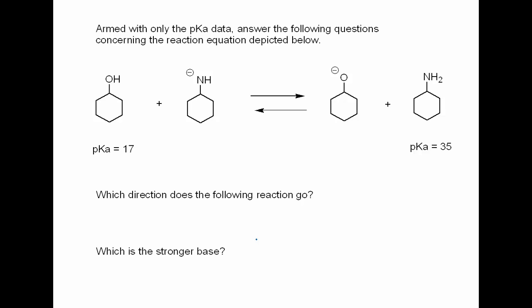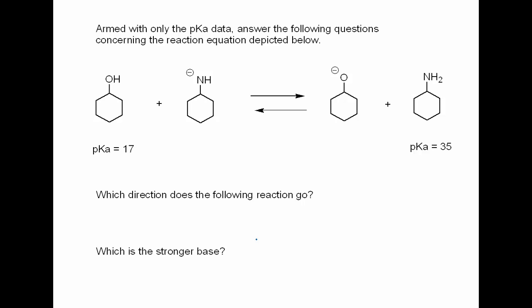So here's a problem. Pause it, do this problem, but armed only with the pKa data, answer the following questions concerning the reaction equation depicted below. Which direction does the reaction go? And which of these four species is the stronger base? We kind of did that in the previous slide, but let's go ahead and do that for this equation.